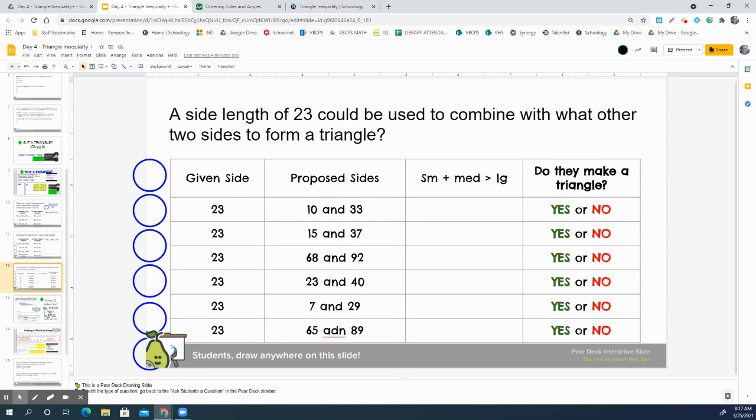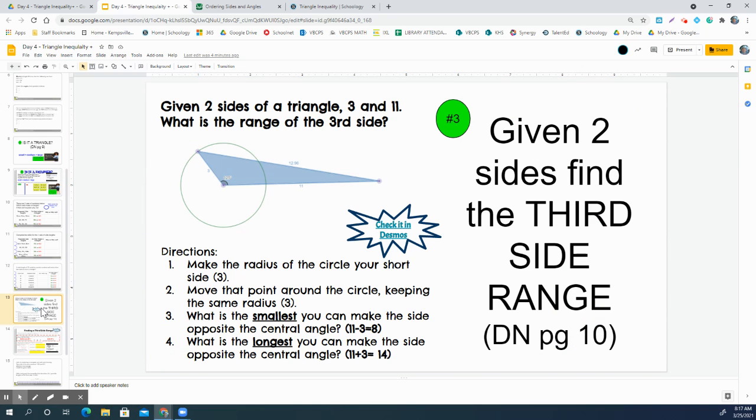Let's look at slide 13, because 13 is kind of where the rubber meets the road a little bit. This is our third kind of thing, okay? Given two sides, find the third side. So this is the range. If you click on that Desmos, and you should be able to click on it, hopefully. I don't know what happened to these links. Makes me crazy. There we go.